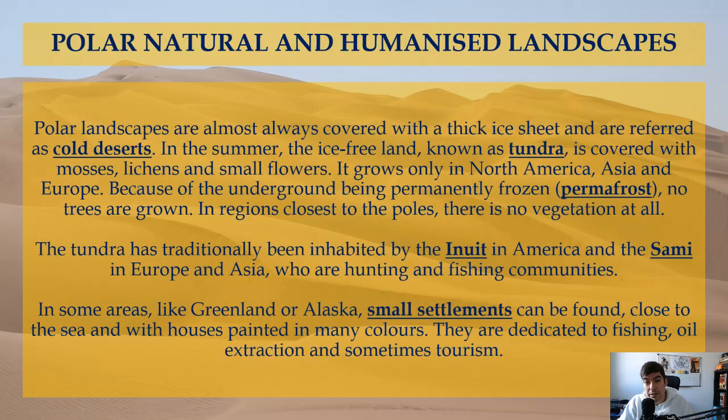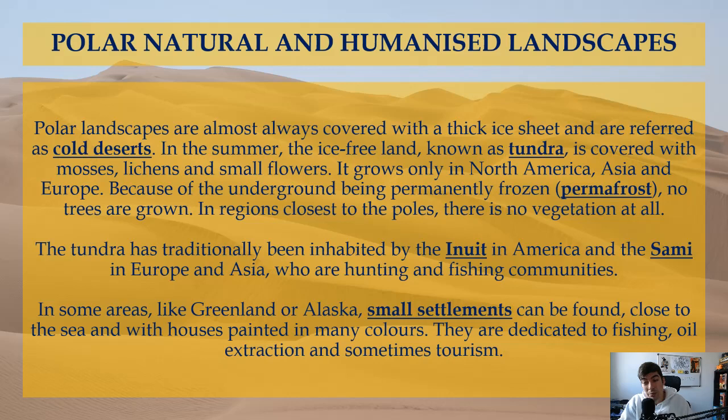Let's see the landscapes. The natural and humanized landscapes in the polar regions are almost always covered with a thick ice sheet, and are referred to as cold deserts. In the summer, the ice-free land, which is called the tundra, is covered with mosses, lichens, and small flowers, and it grows only in the northern hemisphere, okay, North America, Asia, and Europe.